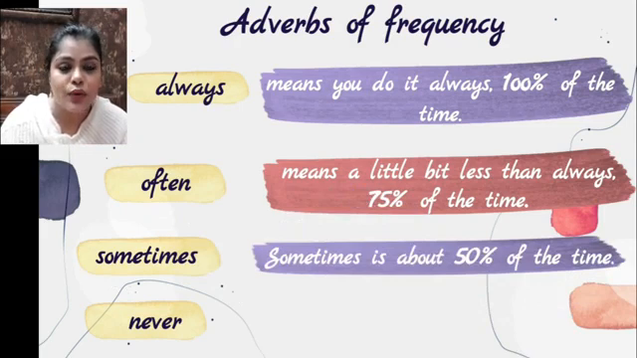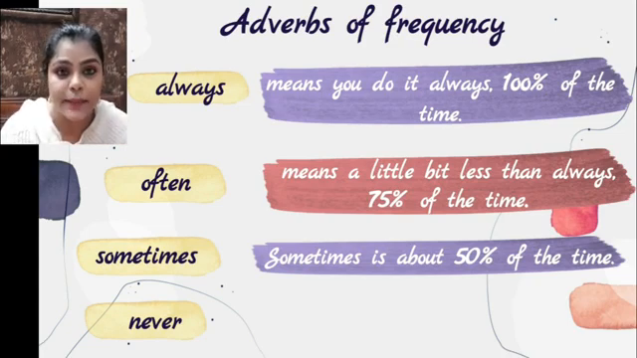Sometimes is about 50% of the time. Okay, like 50 out of 100, 50%. Or we can say at times. Let's see the example here. He sometimes goes to the temple. That means if I take 30 days in a month, 15 days he is going to the temple and 15 days he is not. That means he sometimes goes to the temple, like 50%.